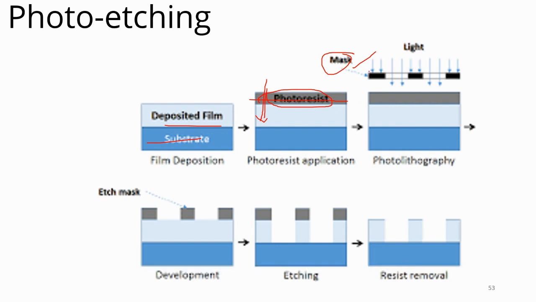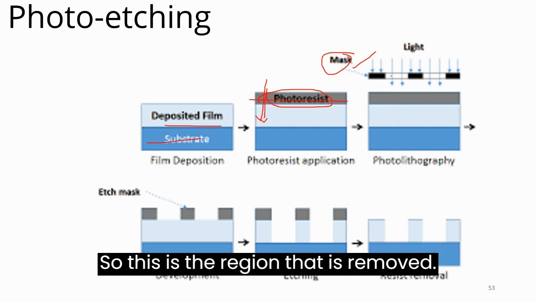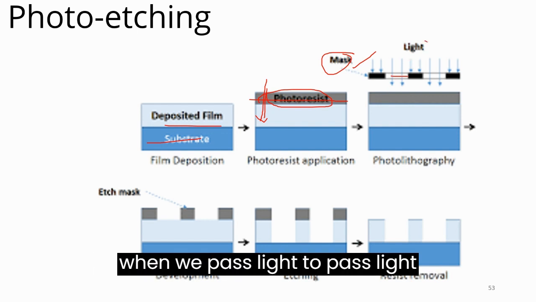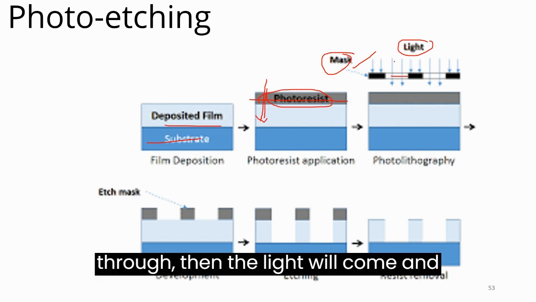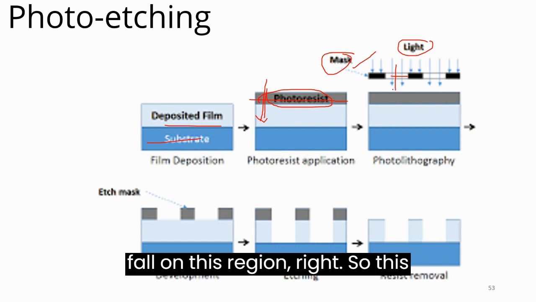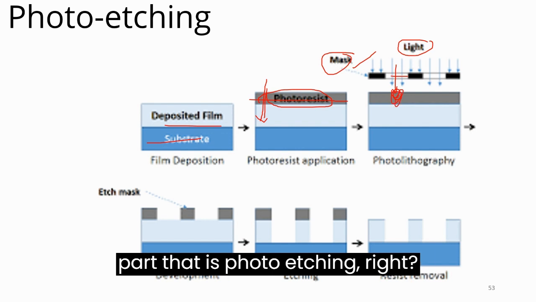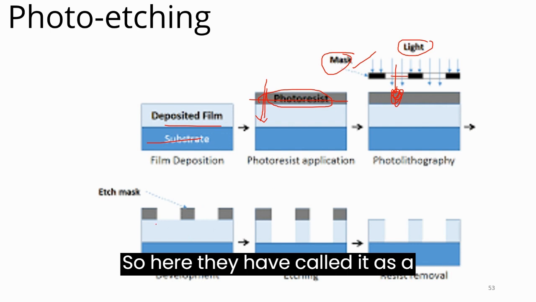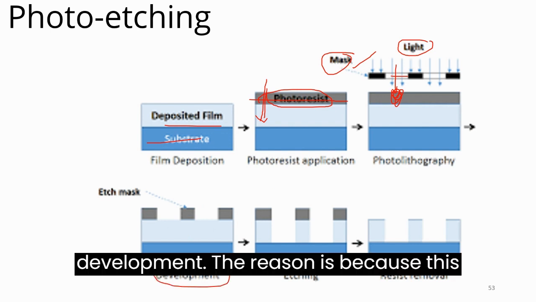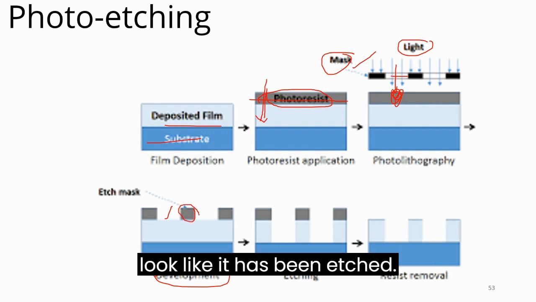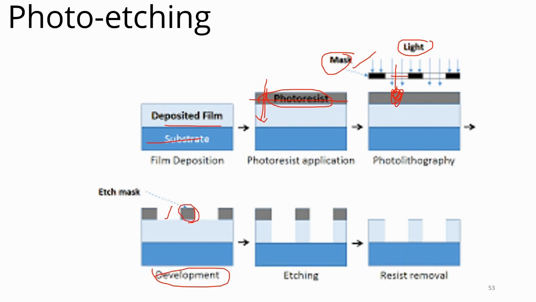And on that sheet we have already removed parts, right? So this is the region that is removed. When we paste it and pass light through it, the light will fall on this region, right? So this light has the ability to etch away this part, that is photo etching, right? Here they have called it development. The reason is that this region is etched, but this region will look like it has not been etched, right?